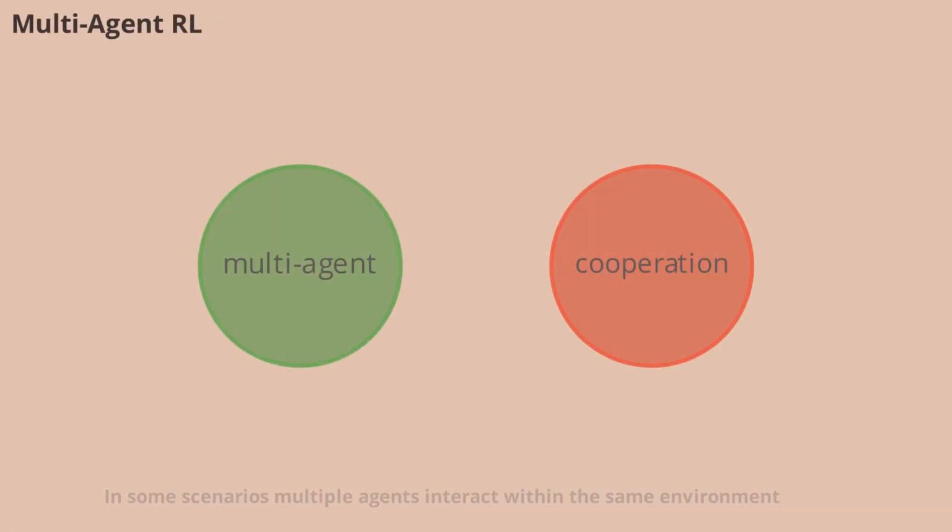In some scenarios, multiple agents interact within the same environment. Multi-agent reinforcement learning studies how agents learn to cooperate or compete. This adds complexity, as each agent's actions can affect the others, leading to dynamic and interesting behaviors.